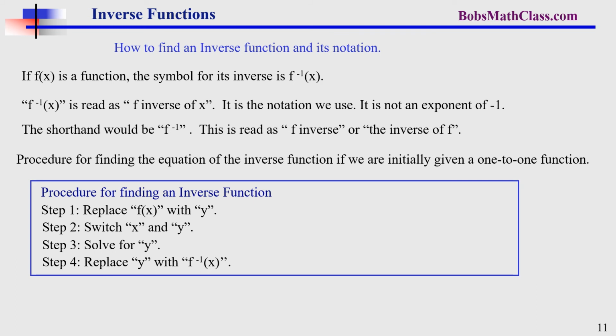Okay, second step is switch the x and y. Just instead of writing x, you write y, and instead of writing y, you write x. So you switch your two letters. Third step, solve for y. And then the last step, a lot of people forget this last step, replace the y with f inverse of x.